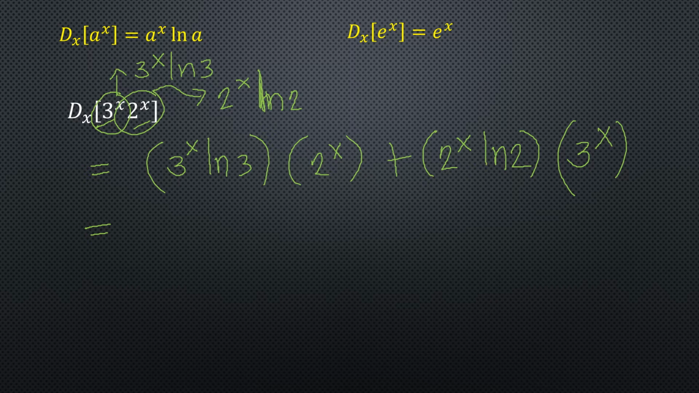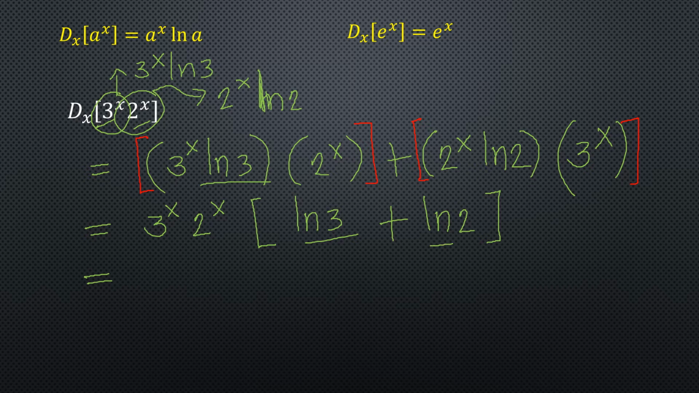Now we distribute, and we can notice here that these two terms have common factors. So here we see that 3 raised to x and 2 raised to x are common to these two, so we can bring out 3 raised to x and 2 raised to x. So we have 3 raised to x times 2 raised to x, and ln of 3 is what remains here, plus ln of 2.